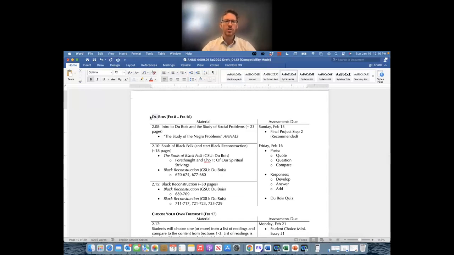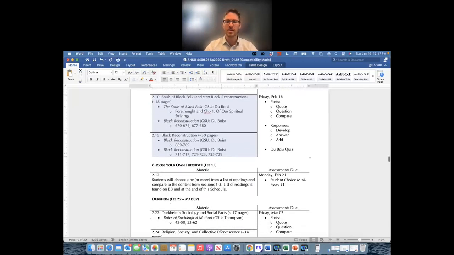Third theorist we're going to review is Du Bois. We are going to look at one of the first sociological pieces he actually published in an academic news journal. Then we are going to read from The Souls of Black Folk and his book Black Reconstruction. We'll do quite a bit of Black Reconstruction, actually. It is one of his foundational works.